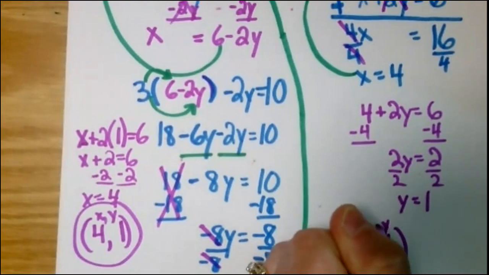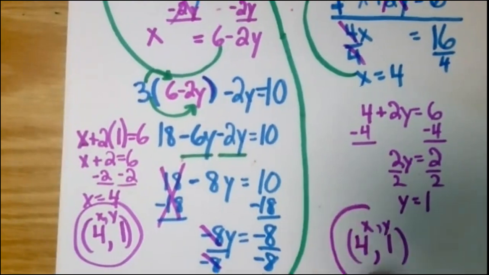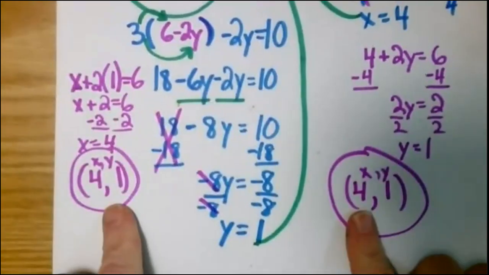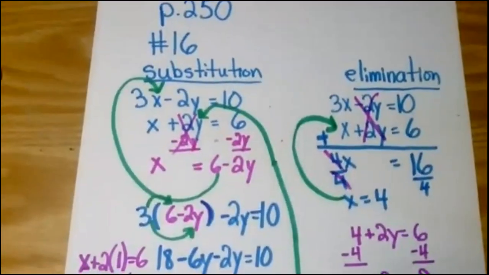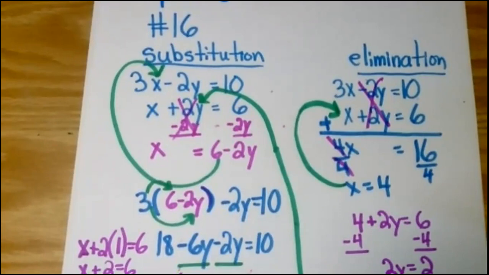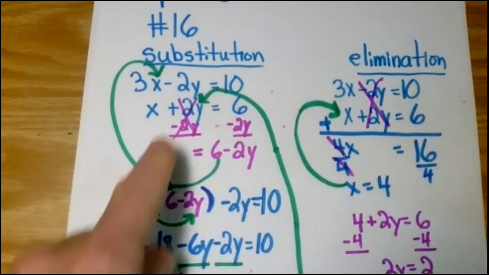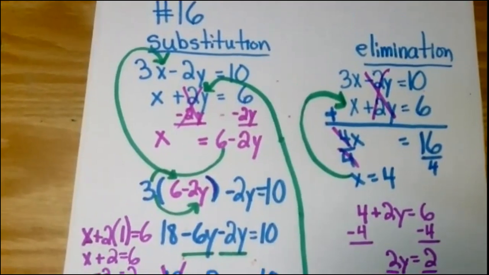x and y. Now if I look at my two methods, did I get the same answer with both methods? Absolutely. Which method took me less time? Elimination. So just like I said when I started the video, elimination is going to be fewer steps and way easier to do than this substitution method. So when you can, use elimination.